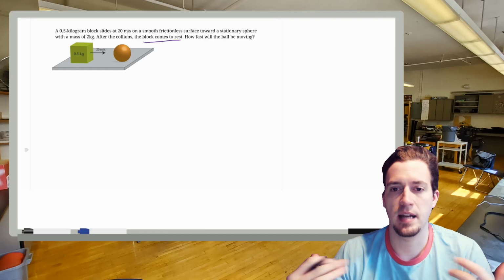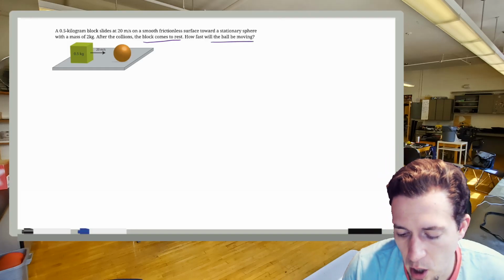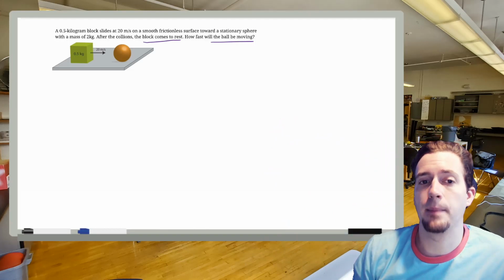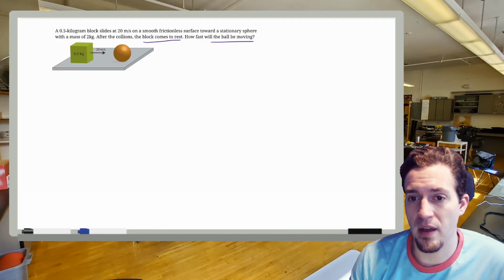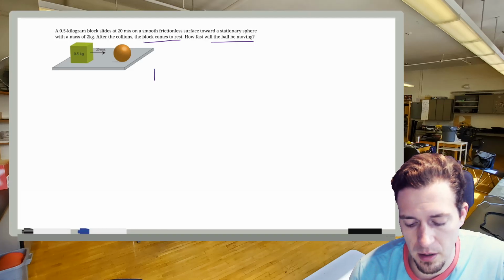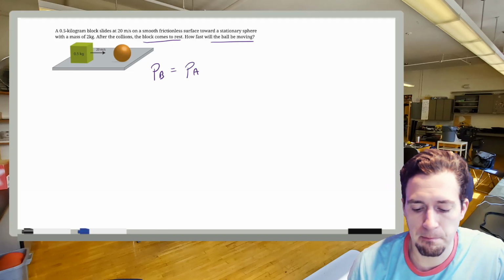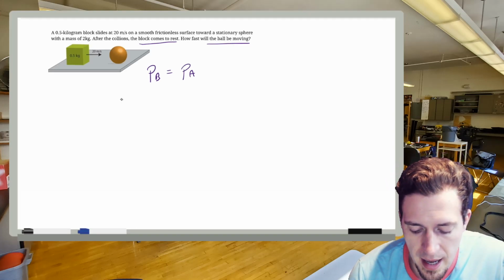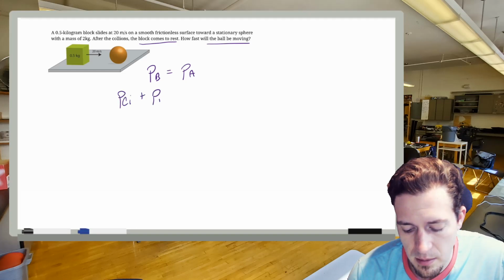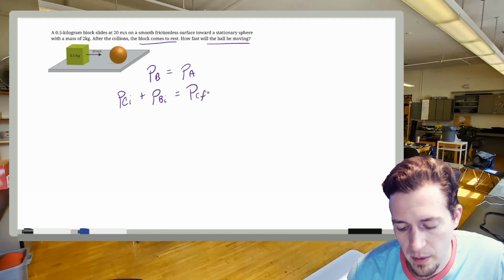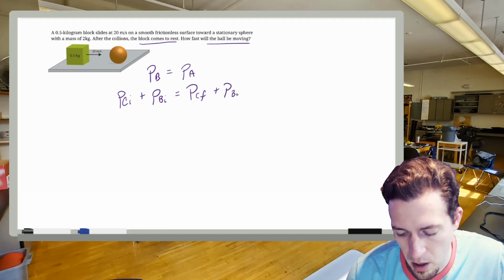I gave a graph in that one, and here we want to know how fast the ball would be moving after the collision. Now, for a problem like this, I don't know about the objects individually, but I certainly do know about them as a system. So we're going to try this with p before equals p after. So I have momentum of the cube initially, plus momentum of the ball initially, and then it's got to be equal to momentum of the cube in the end, and then momentum of the ball in the end.